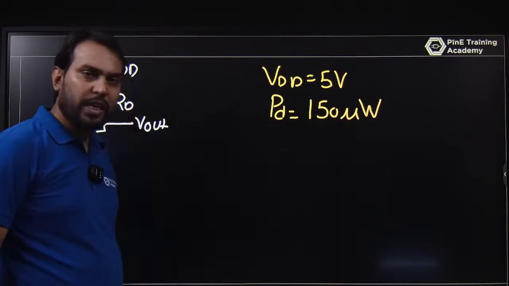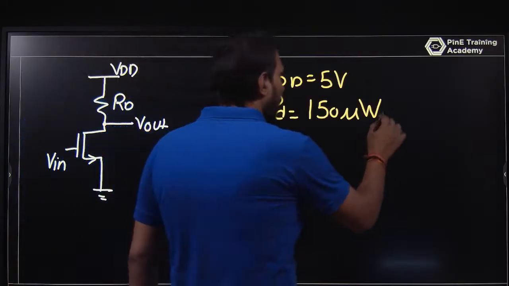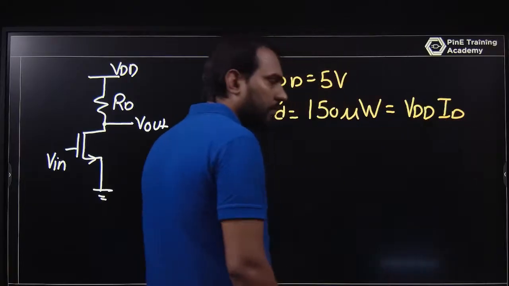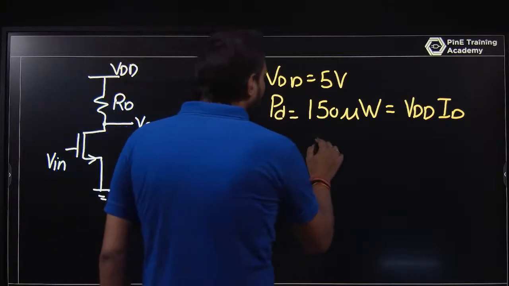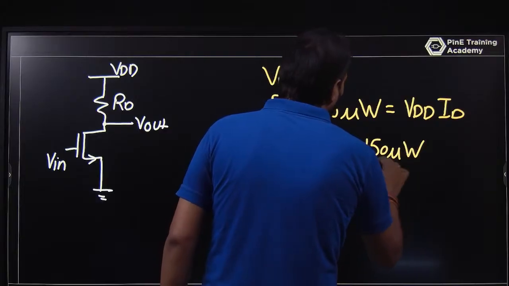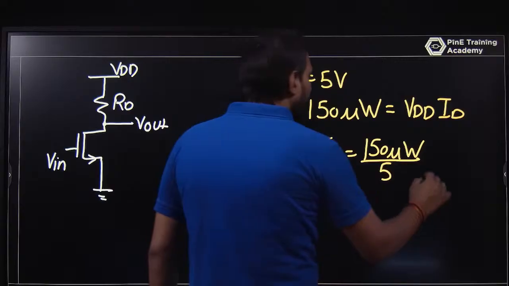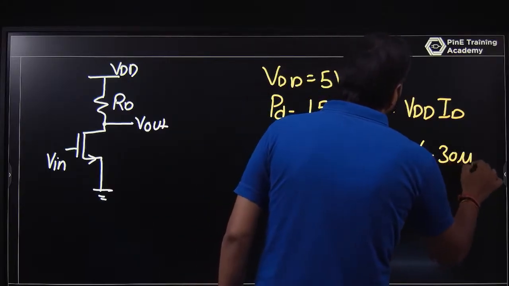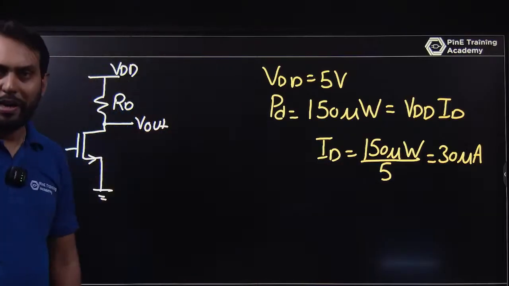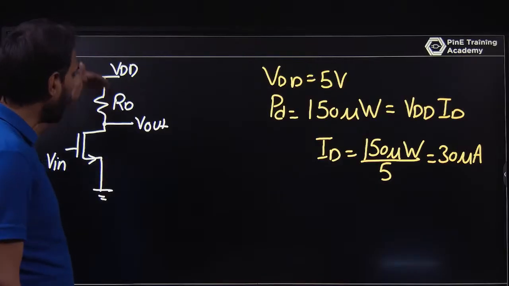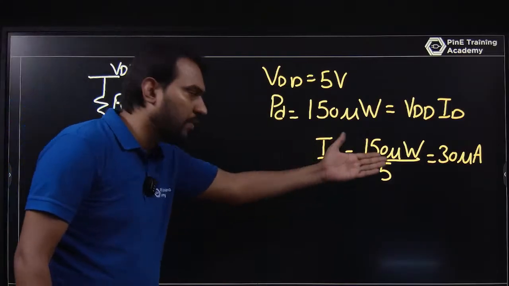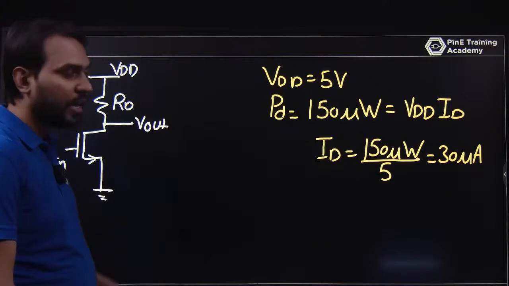If the power dissipation is 150 microwatt, you can say that power dissipation is equal to VDD times ID, and what is ID? ID is equal to 150 microwatt upon VDD, that is 5. So this is 30 microampere. For this power dissipation we require a 30 microampere current. So on the basis of the power dissipation we define the current requirement of the circuit.